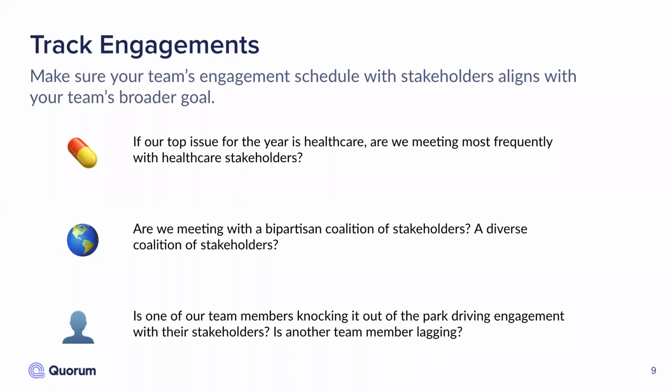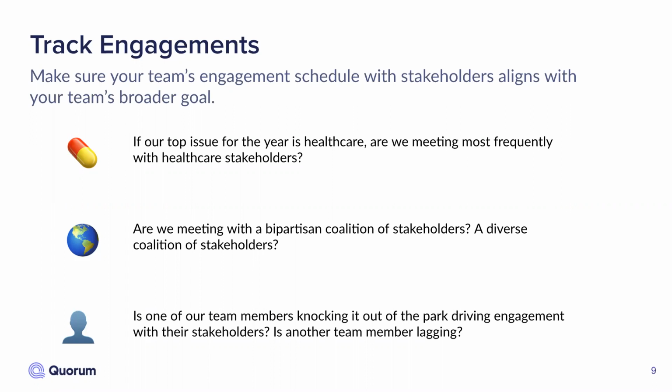And even, are we meeting with a diverse coalition of stakeholders, from different types of backgrounds, so that we can be aligned with maybe our corporate diversity and inclusion objectives. Another question would be, is one of our team members knocking it out of the park and driving engagement with their stakeholders, where another team member is lagging and maybe needs a little more support or needs to pick it up?